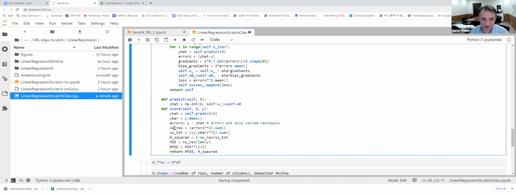Sum of squared of residuals, SSRES. What is residual? Error terms are also called residuals. So it's another word for error terms. If you are confused with this, I can call it error.